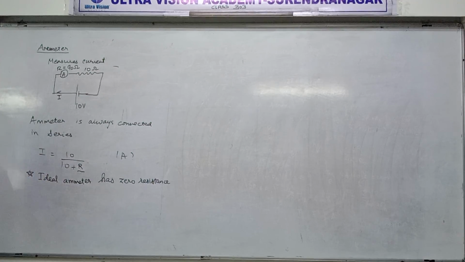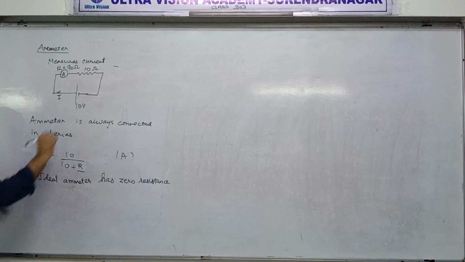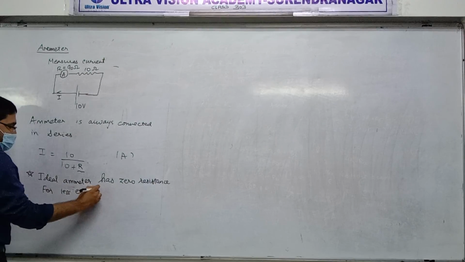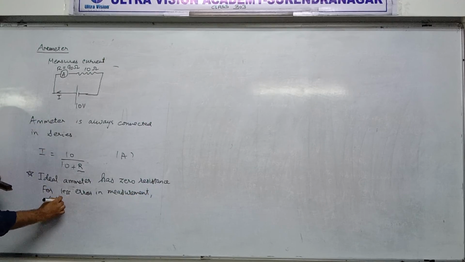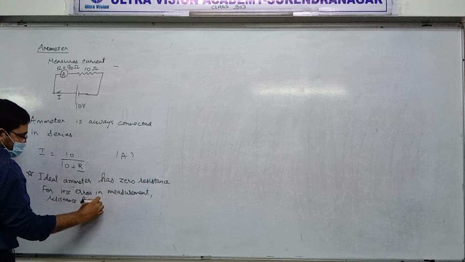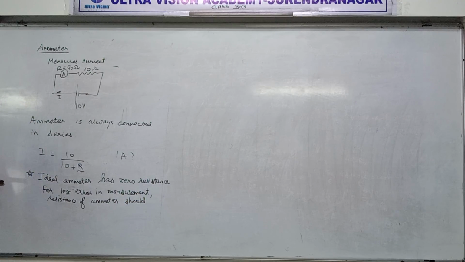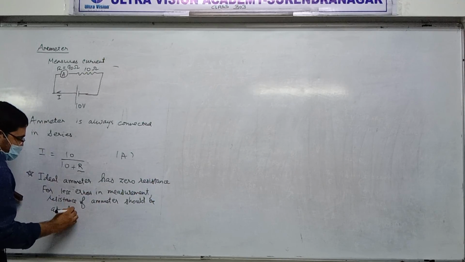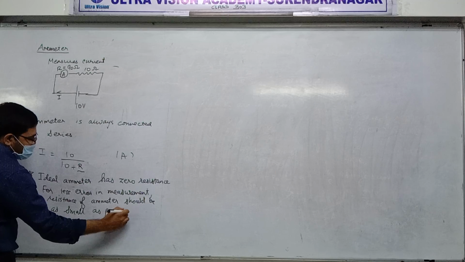You can't make anything with zero resistance, but we can definitely have this sentence: good ammeters, for less error in measurement, the resistance of the ammeter should be, what do you think, as large as possible or as small as possible? As small as possible. Should be as small as possible. Ideally, it will be 0.